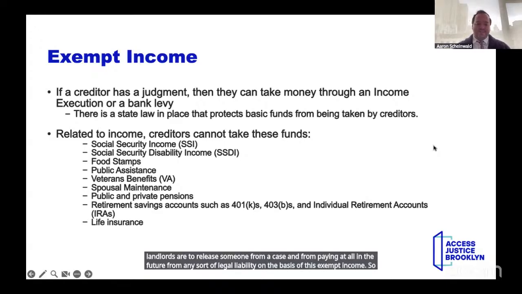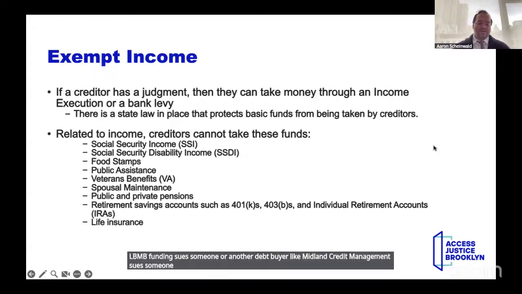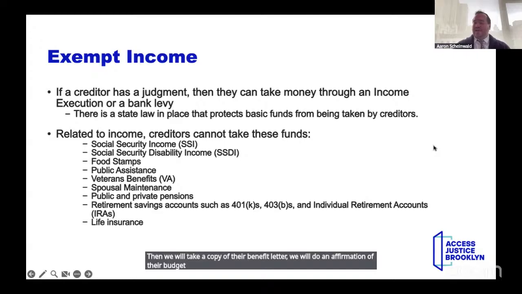So what will happen in these situations: I mentioned LVNV Funding before. LVNV Funding sues someone, or another debt buyer like Midland Credit Management sues someone, and we talk to them at Claro and they say, listen, I am 73 years old, I get Social Security, I get $1,200 a month, and that's it. Then we will take a copy of their benefit letter, we will do an affirmation of their budget, and that they don't otherwise have assets sitting in a bank account somewhere to pay that debt. And we will send that to the attorneys for the plaintiff and say, please discontinue.